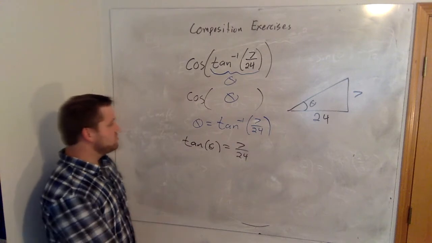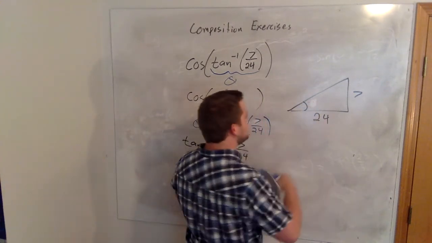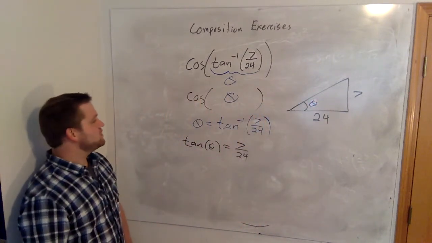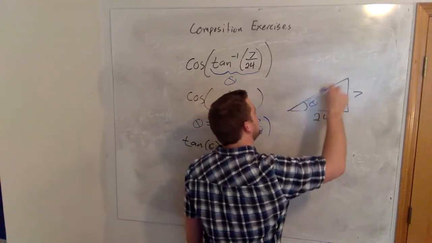So here we have the triangle, but what do I want to know? I want to know the cosine of this angle. I should color this blue. How can I figure out the cosine? I would just need adjacent over hypotenuse. So I've got to figure out what the hypotenuse is here.